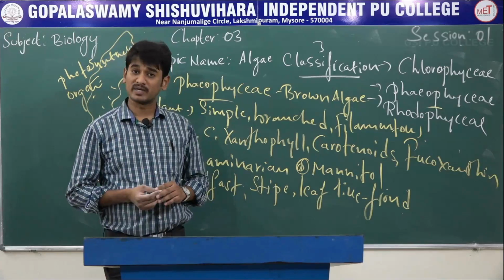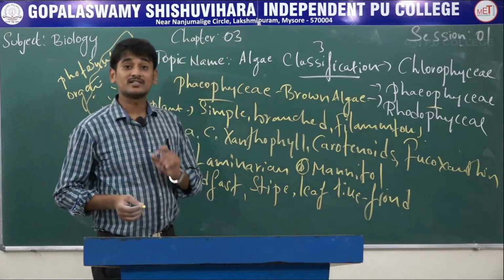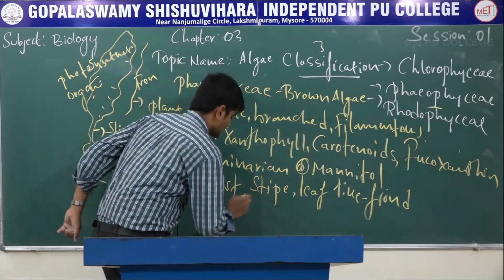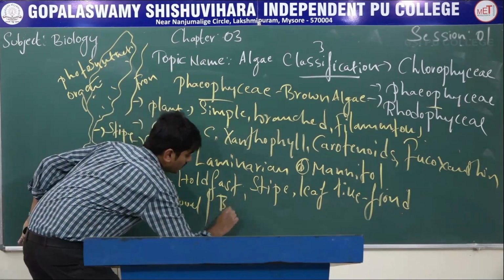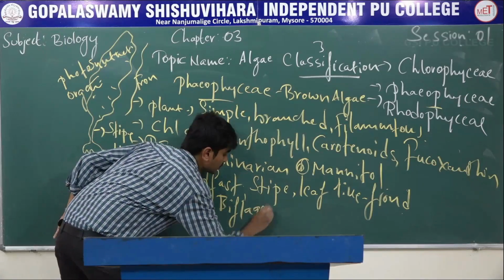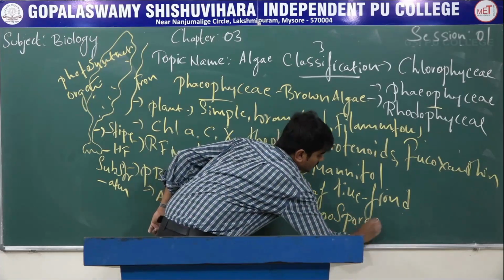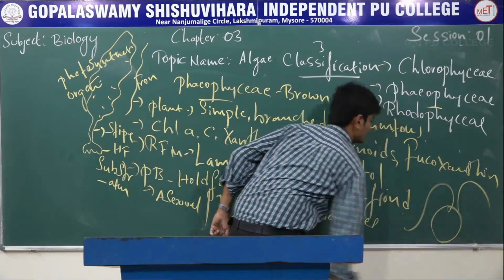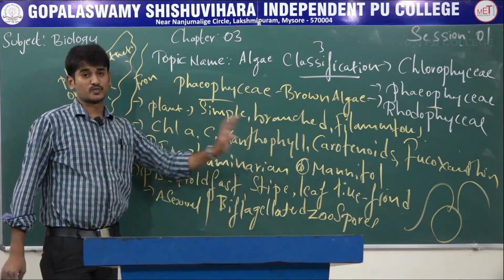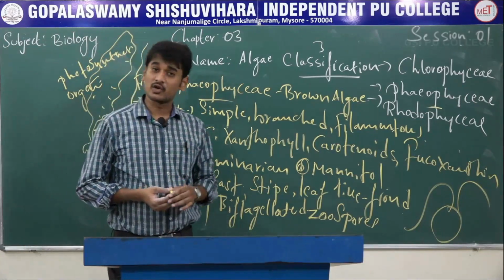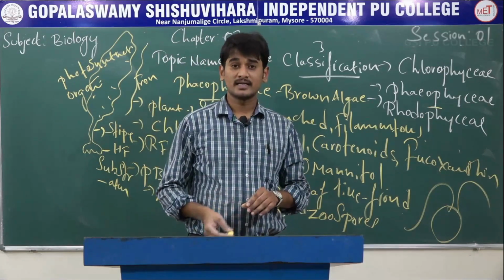Okay. Reproduction in Phaeophyceae takes place by vegetative, asexual and sexual methods. Vegetative reproduction takes place by fragmentation, and asexual reproduction takes place by biflagellated zoospores, which means the presence of two flagella. The sexual reproduction takes place by isogamous, anisogamous and oogamous types.